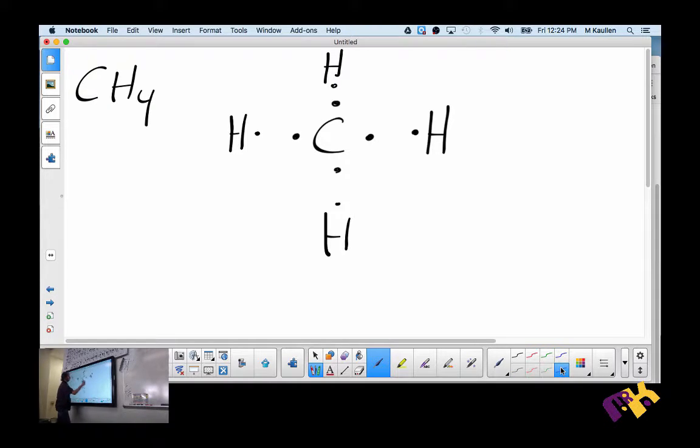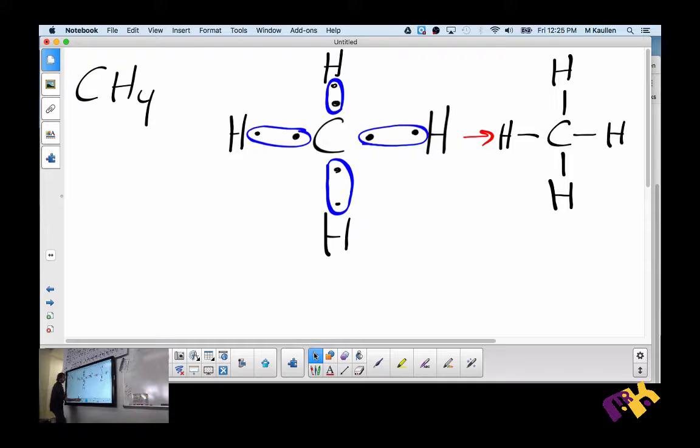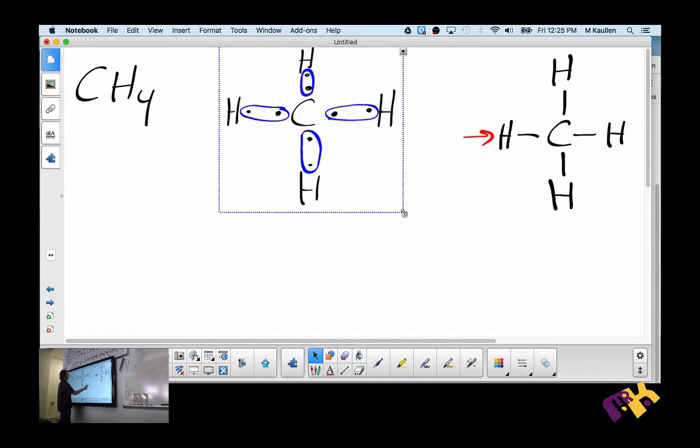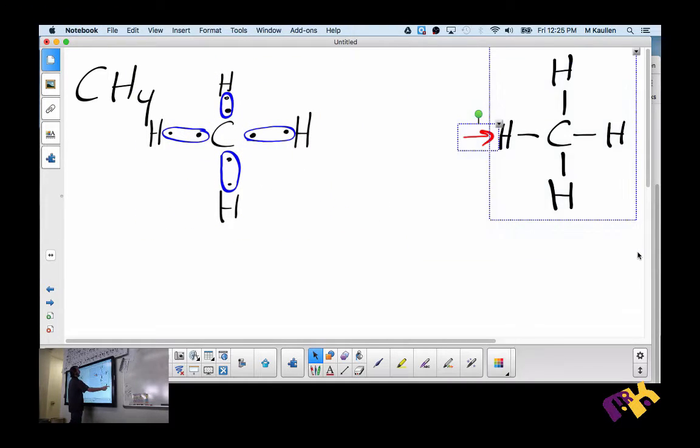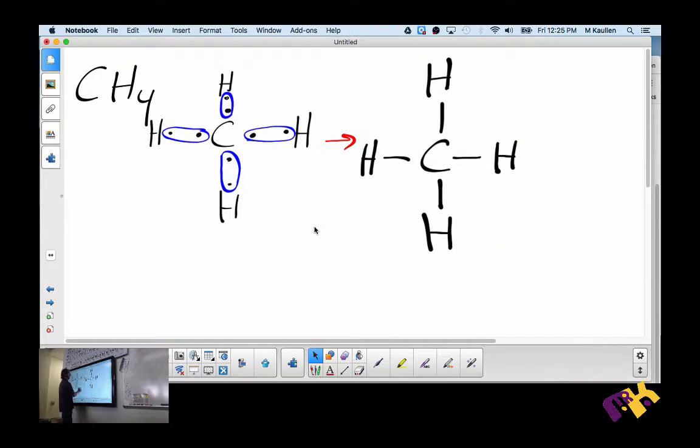We're going to show that these 2 will be shared. These 2 will get paired up, these 2 will get paired up, and these 2 will get paired up. All right, that's pretty simple. That means this is going to result in a molecule that has carbon at the center, and we have a single bond to each of the hydrogens. While you guys are following along here, I'm going to group this, and that way I can shrink this and move it over. And we'll grab this one as well and move it over. There we go. Perfect.